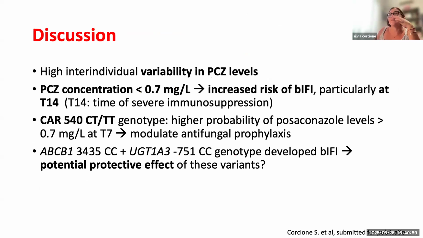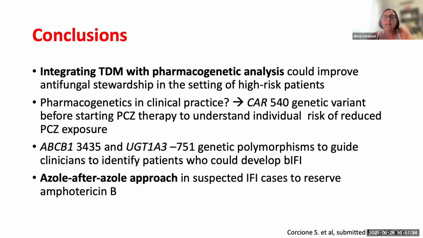So what we found in our study is that we confirmed this high inter-individual variability in posaconazole level, and the lower concentrations are related to an increased risk of breakthrough invasive fungal diseases. But there are some pharmacogenetic characteristics that may identify patients who will have lower levels of posaconazole and higher risk of breakthrough invasive fungal diseases. Why is this important? Because I think we can move to a personalized medicine in this setting, integrating therapeutic drug monitoring, maybe with pharmacogenetic analysis.